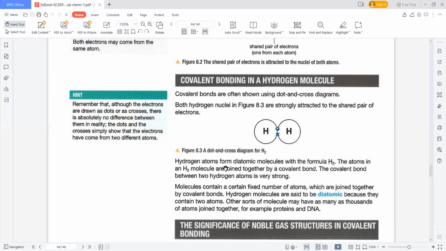Now, hydrogen atoms form diatomic molecules, and the atoms in a hydrogen molecule are joined together by covalent bonding. This covalent bonding present between two hydrogen atoms is very strong. Why?